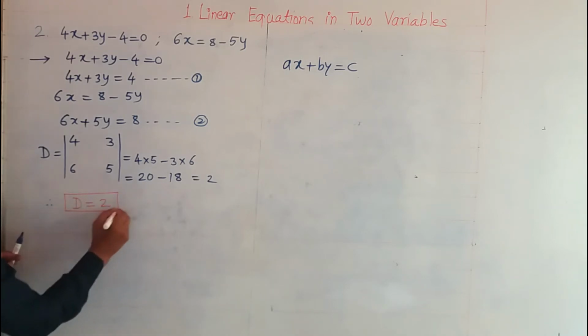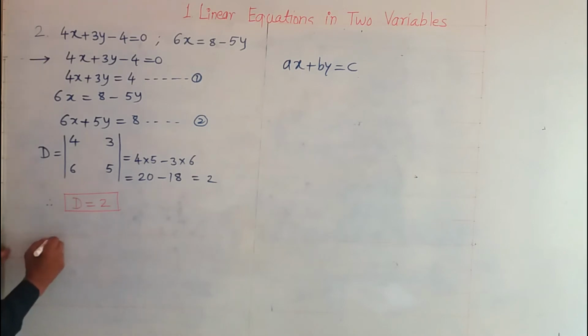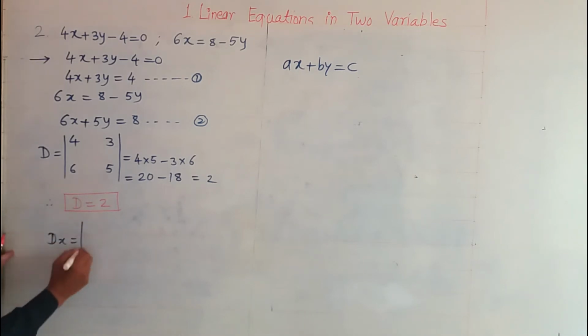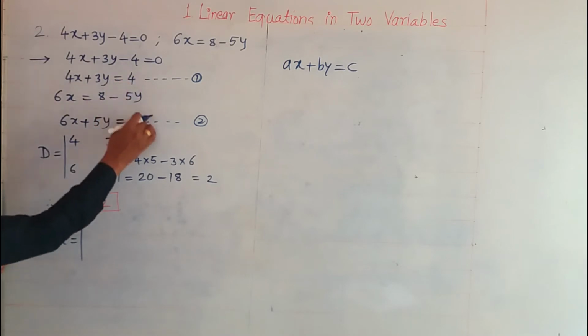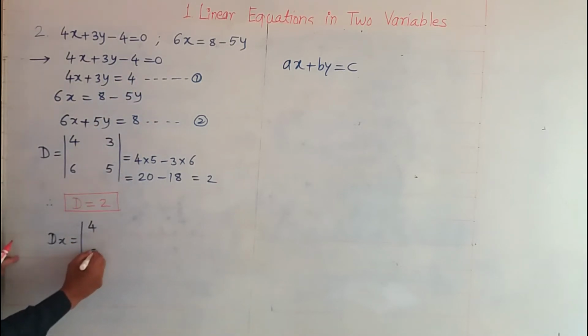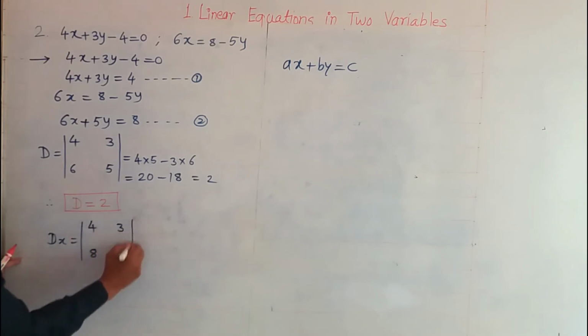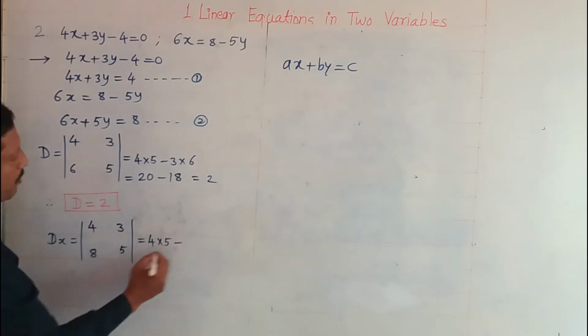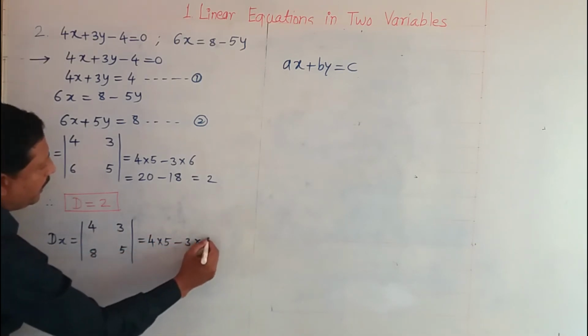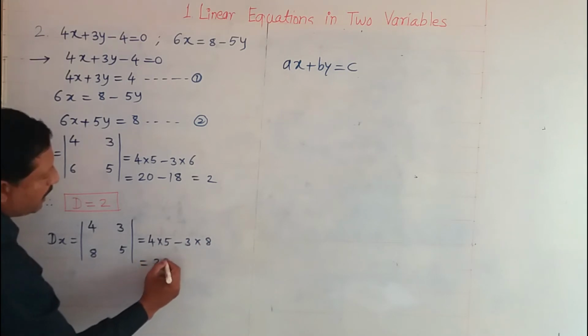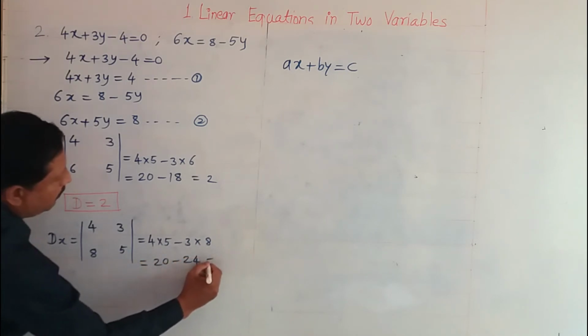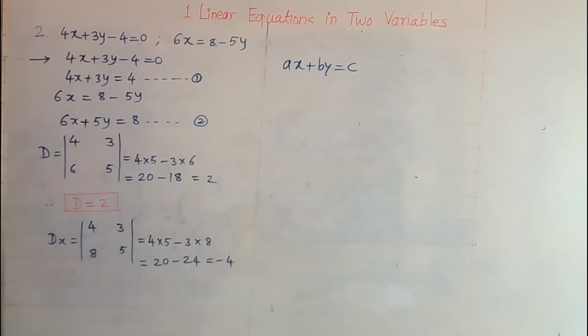Now write down the second determinant, that is Dx. Dx can be written just by replacing the coefficients of x with the constant terms. The constant terms are 4 and 8, and keep the coefficients of y as they are. So we get here 3 and 5. Find the value. 4 multiplied by 5 minus 3 multiplied by 8, that will be 20 minus 24. 20 minus 24 will be minus 4. Hence the value of the determinant Dx is equal to minus 4. Make the bracket.